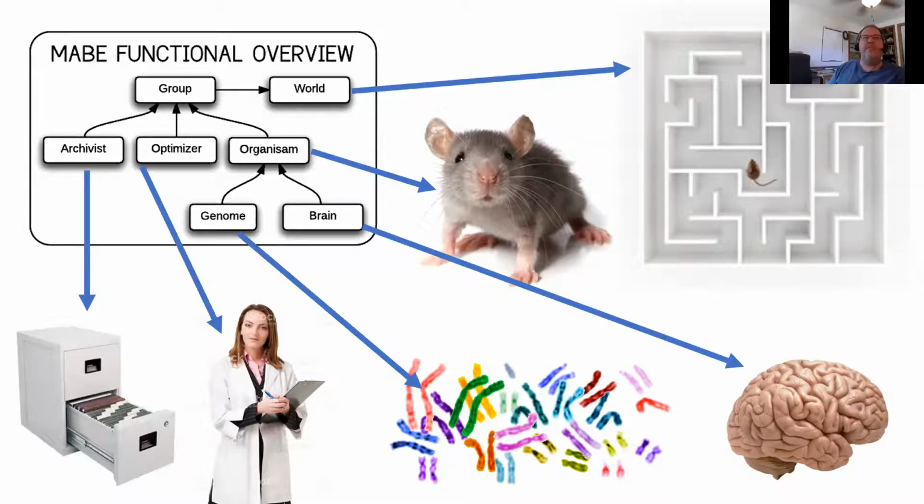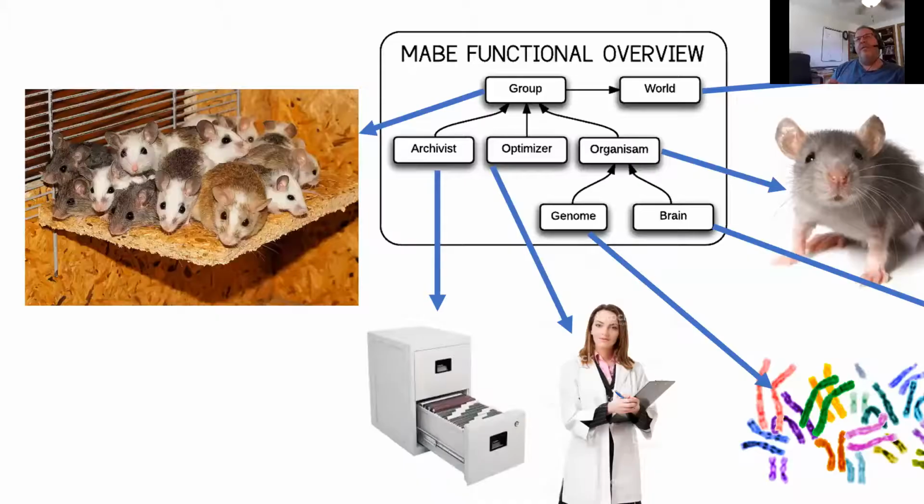There's this last node here, which is the group, and a group is a combination of a population of organisms plus the optimization method and the archive method. So the modules here are the archivist, the optimizer, the genome, the brain, and the world. The organism is just a bag that holds genomes and brains, and a group is just a collection of organisms.